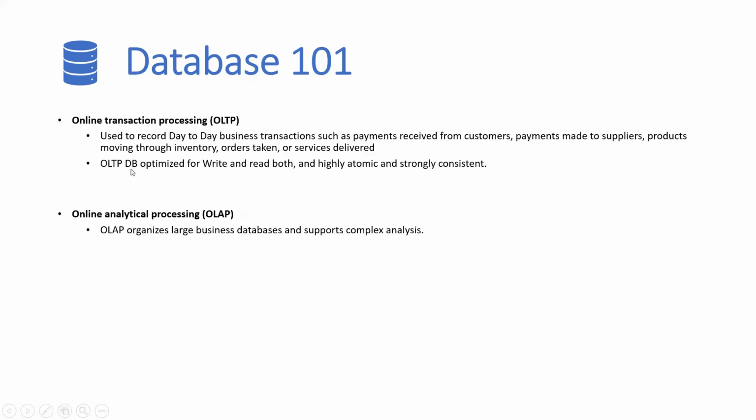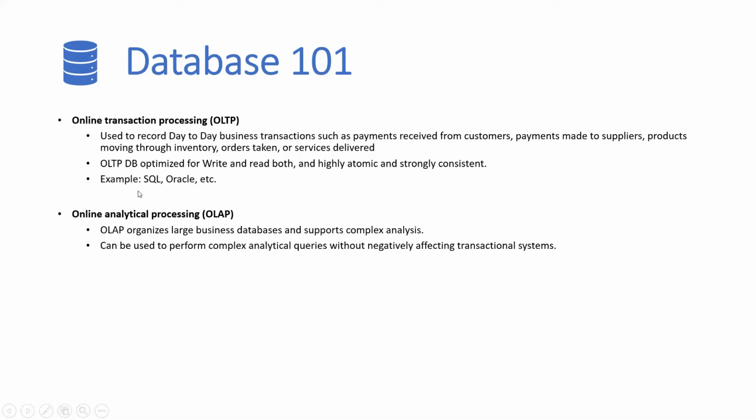This OLTP, or online transaction processing, database would be optimized for both write and read operations, and it would be strongly consistent and highly atomic. While your online analytical processing database can be used to perform complex analysis queries without negatively affecting transactional systems. So basically, they would be read heavy. In OLTP scenarios, you will have more write operations. Here, you will have more read operations.